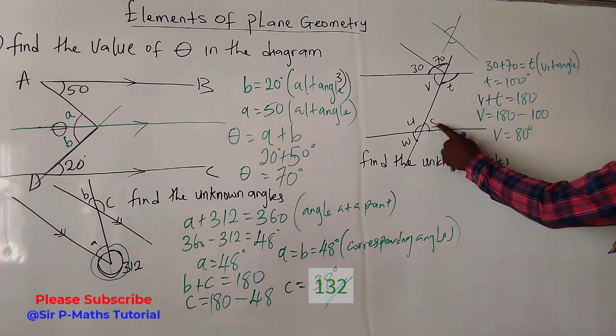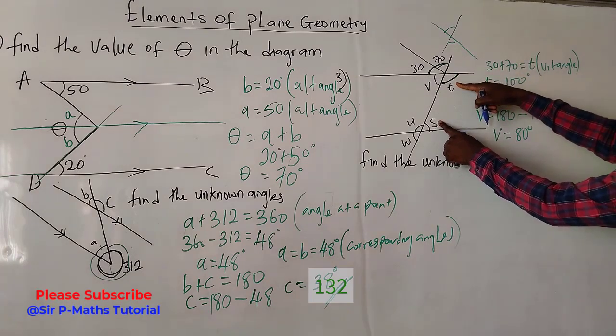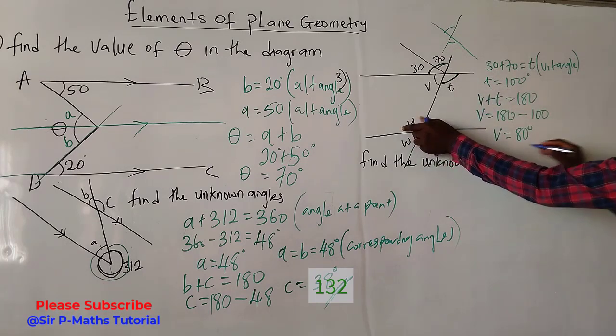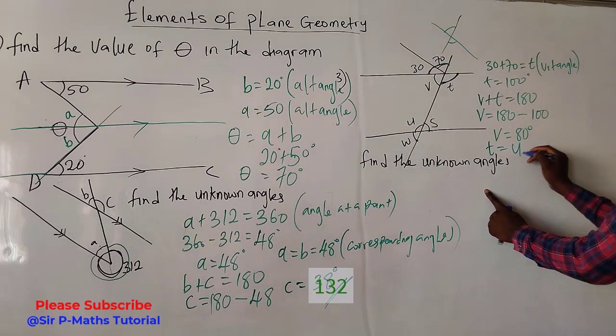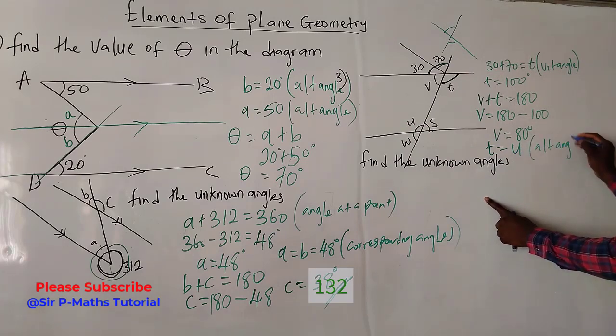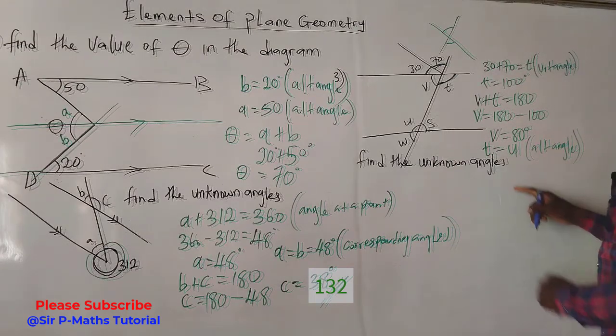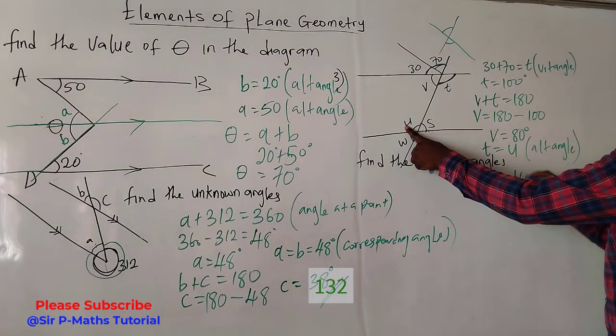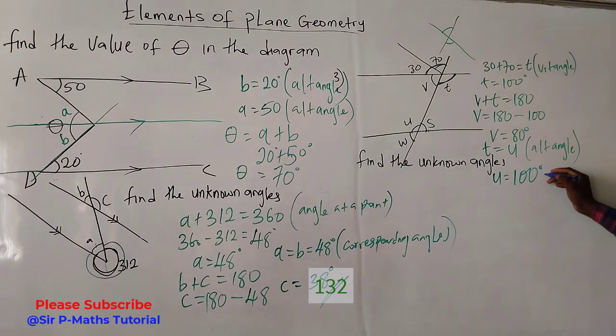And then let's move over to this place. T is 100, which is equal to U. I hope you know T is equal to U. The reason is because they are alternate. They are alternate. Since T is equal to U, that means my U is equal to 100 degrees.